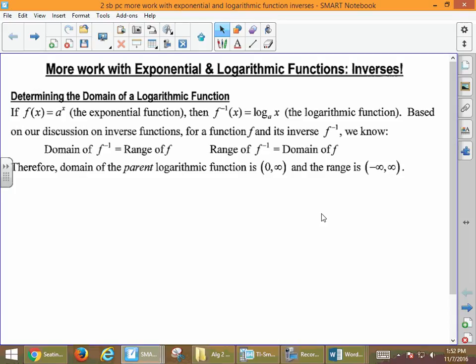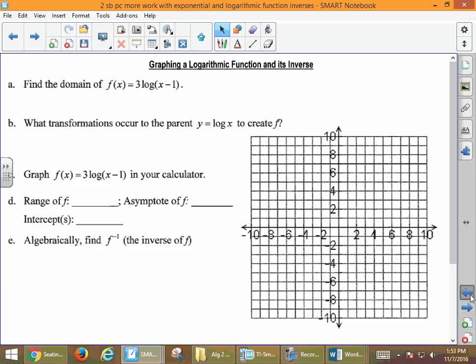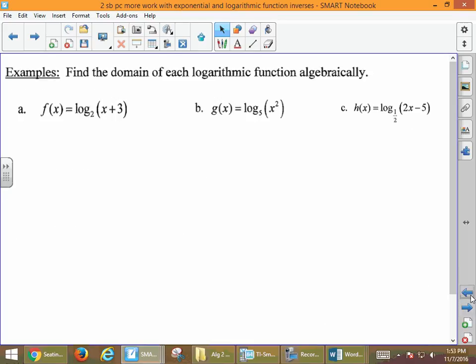But what I want to look at specifically here today is that the domain of a parent logarithmic function is 0 to infinity, and the range of the parent logarithmic function is all real numbers, negative infinity to infinity, because we're going to be graphing logarithms here in a couple of minutes. But before we get to that, let's learn how to find the domain of the function algebraically.